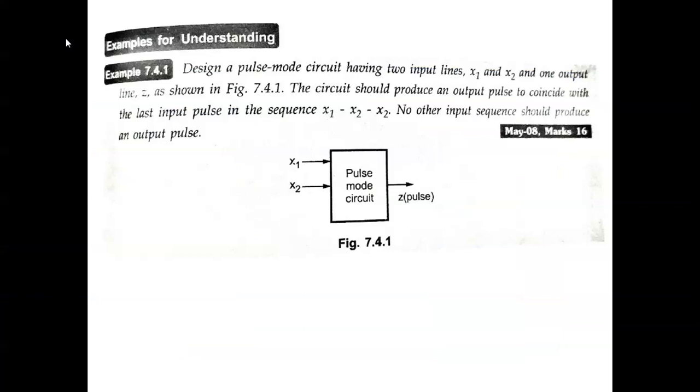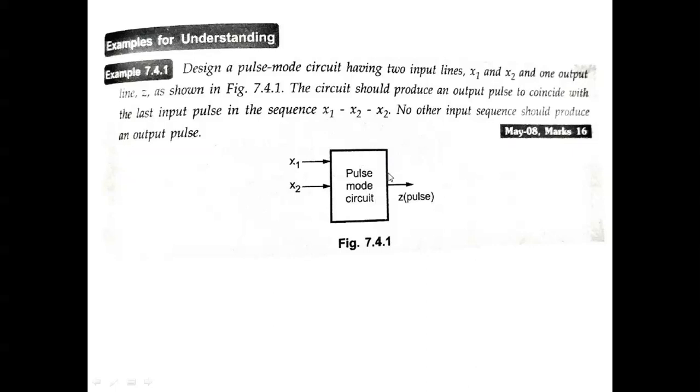A pulse mode circuit. Okay, the example for understanding pulse mode circuit. Design a pulse mode circuit having two input lines x1 and x2 and one output line, that is Z, the pulse. This is a figure. The pulse mode circuit, the last input pulse sequence x1 minus x2 minus x2. So the input sequence would give an output pulse.